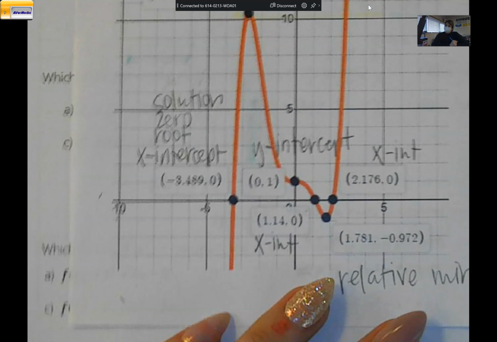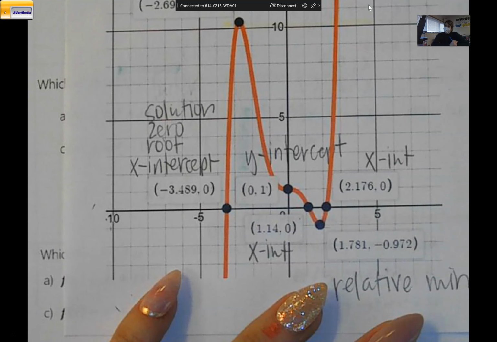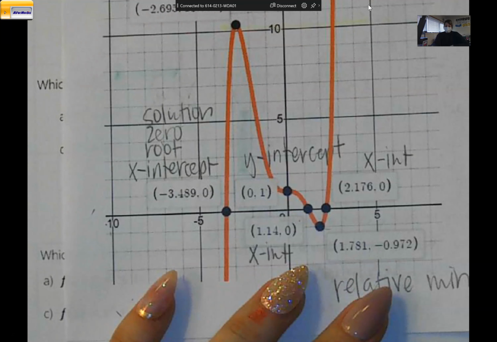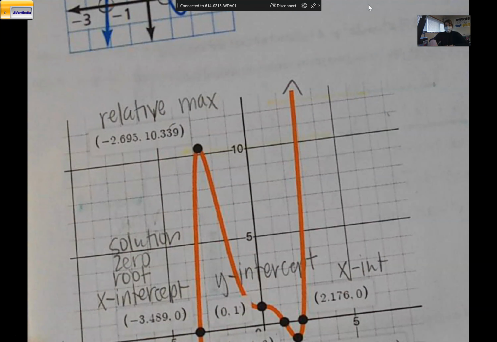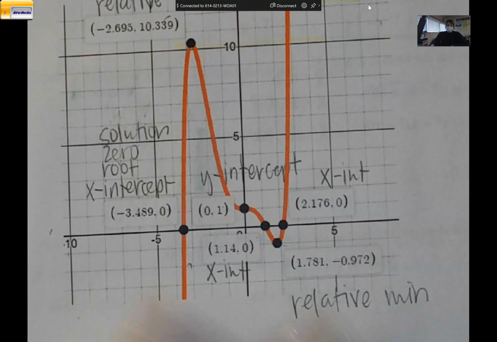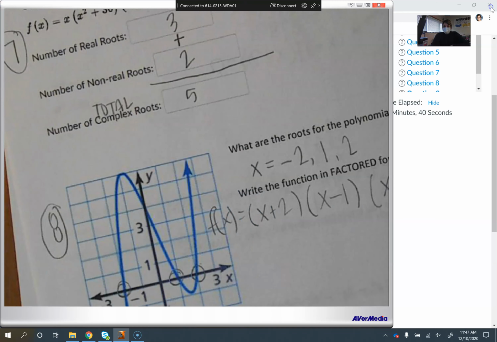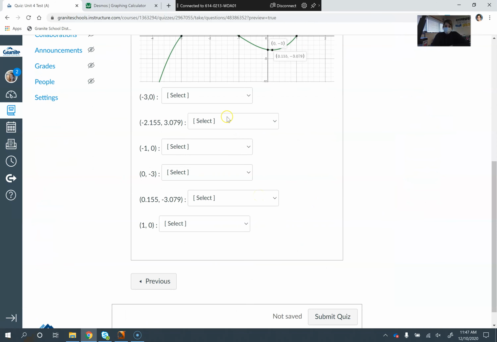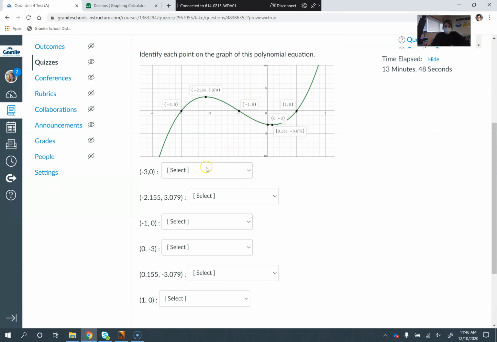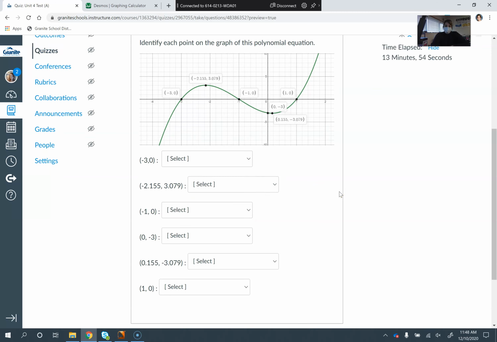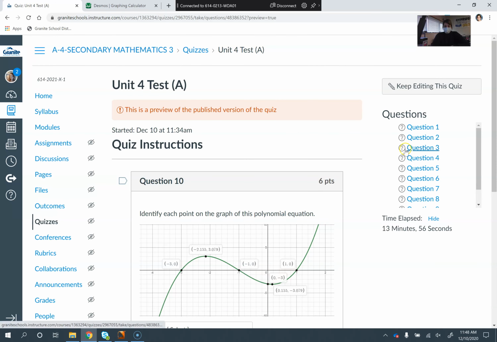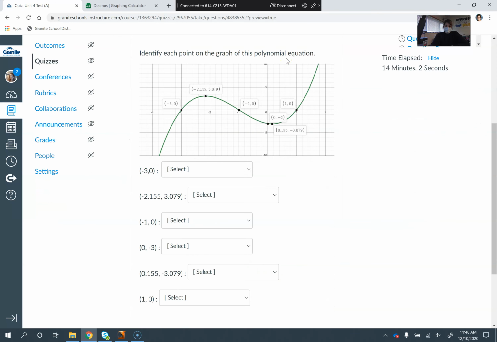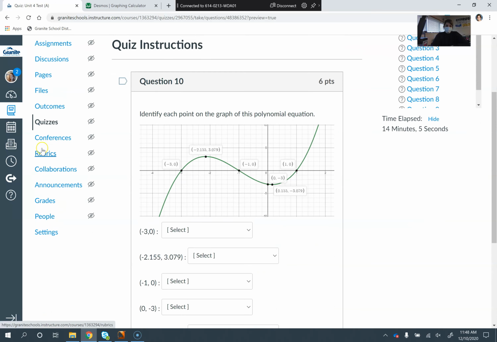You guys feel okay about those vocab words? Yeah? Okay, so that is your last question in your Canvas test. So it wants you to, from a drop-down menu, identify the same set of points on a flatter roller coaster. You can submit and see how you did. If you don't like your score, you have one more attempt after this one. Then y'all need to get your quizzes done.